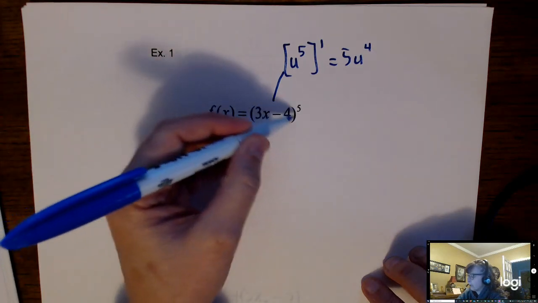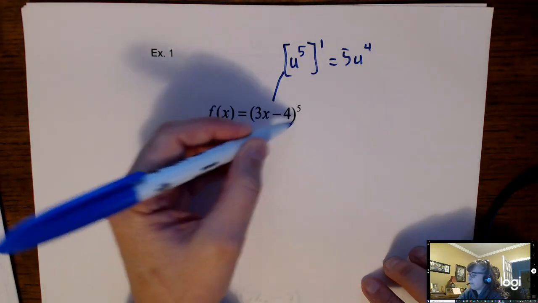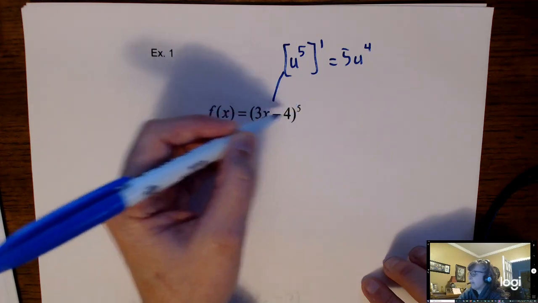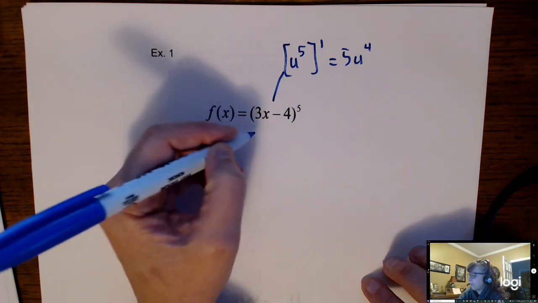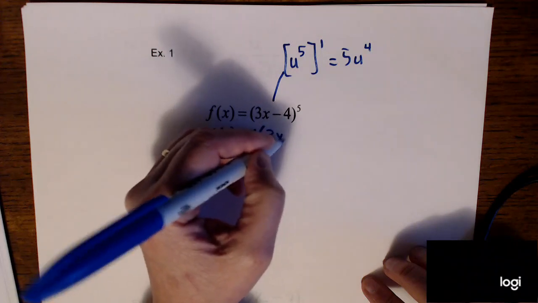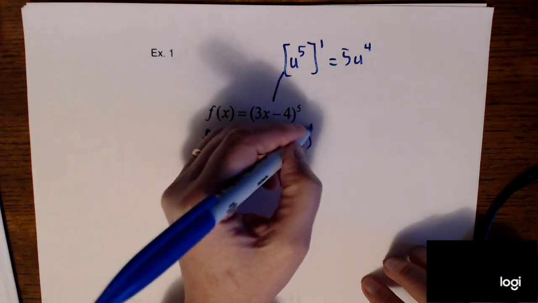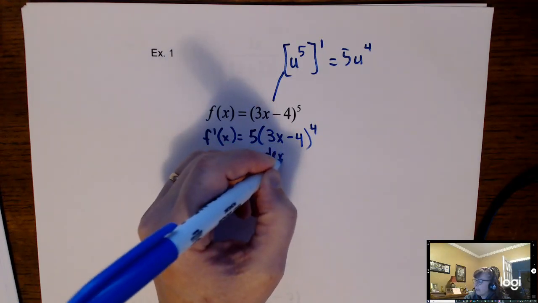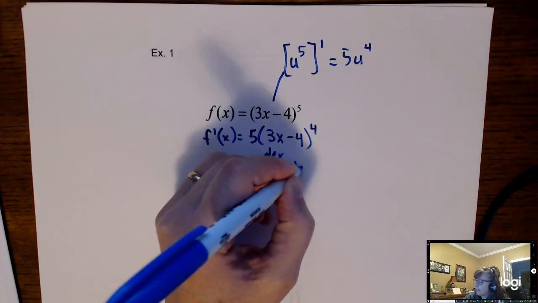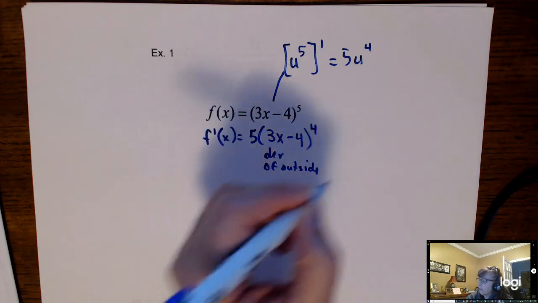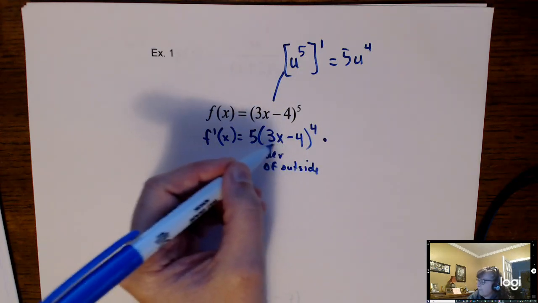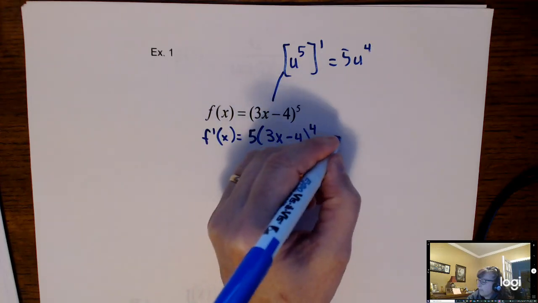Okay, so look at this. The derivative of the outside, that would be pretending that that's just, you're not going to change that. This u to the 5th is 5 times this u to the 4th. So that's the derivative of the outside. And the chain rule is the derivative of the outside times the derivative of the inside. So the inside is 3x minus 4. That derivative is 3.